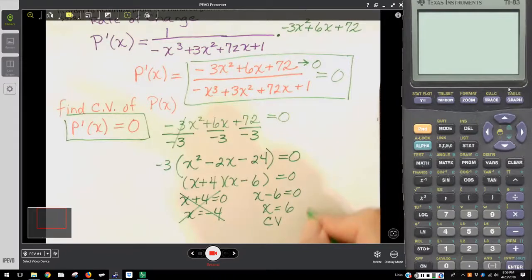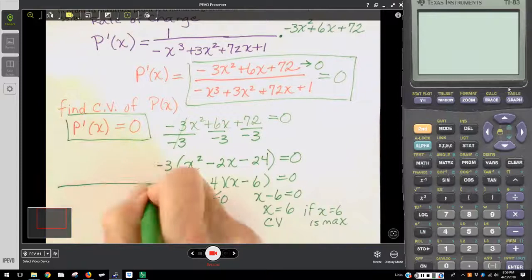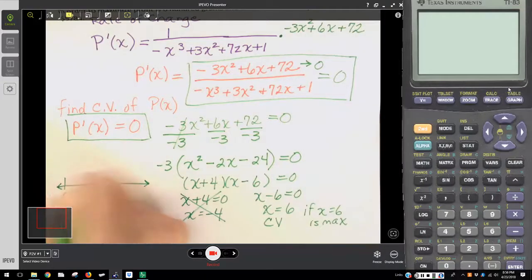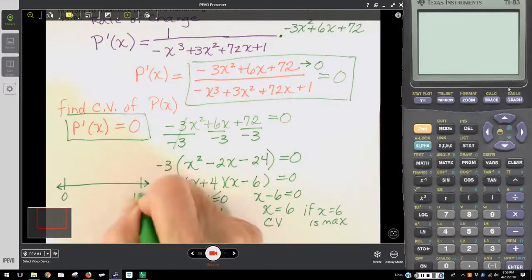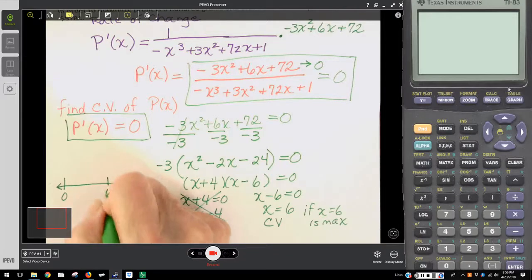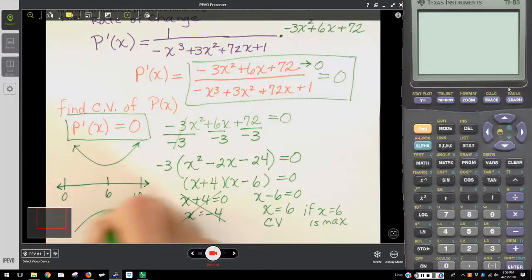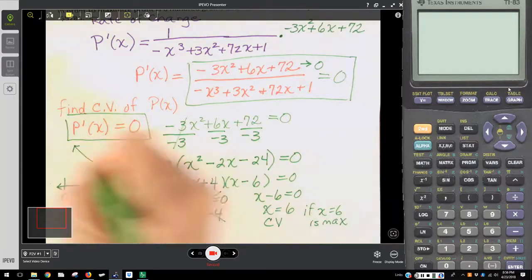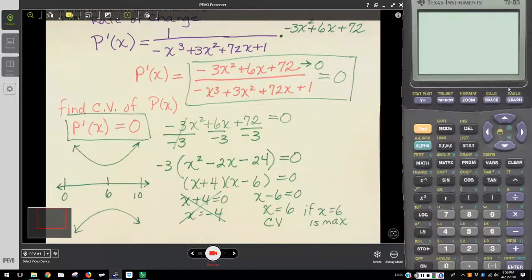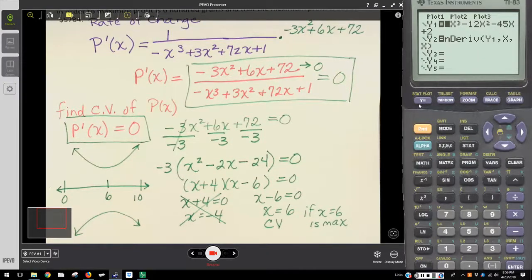So if this is a max, then we need to verify what's going on at 0 and 10. Because we need to know if it's doing this or if it's doing this. If it's doing this, we're in trouble. So in order to check that, all we need to do is actually evaluate that derivative at 0 and at 10.